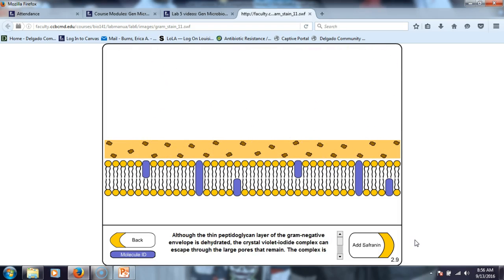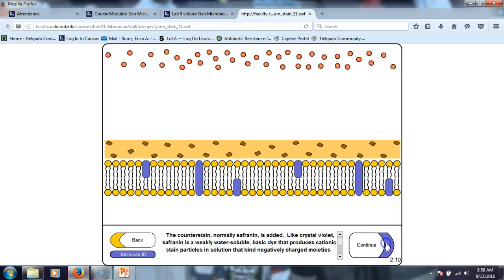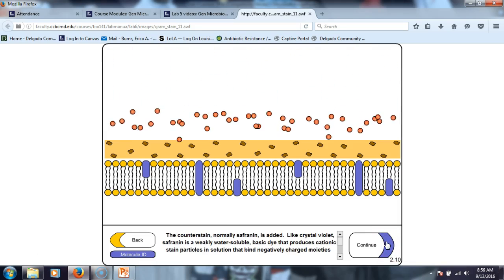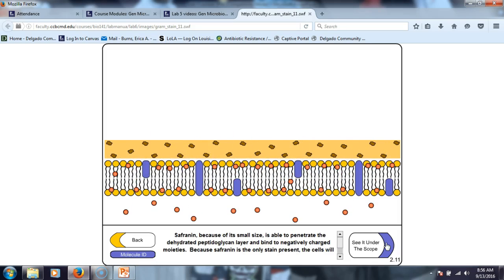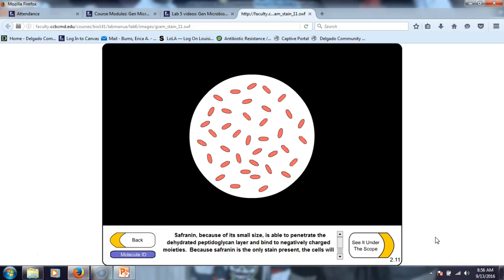But we want to see them, right? So we got to counter stain with, what's the last stain? Safranin. And so it's a red dye, but they're going to look pink because they're not going to retain a lot of the dye from the damage that they underwent under decolorization. So under the microscope, they will look pink.